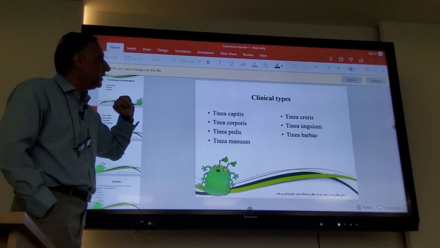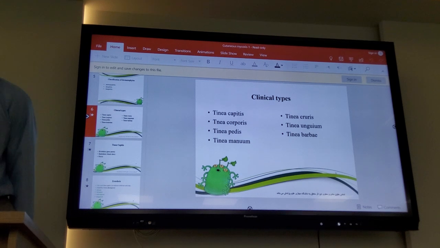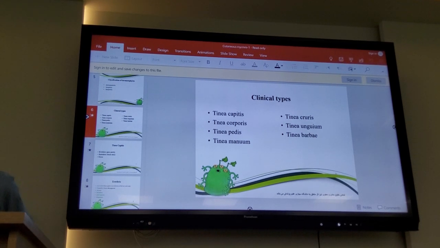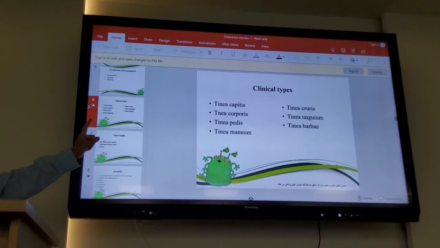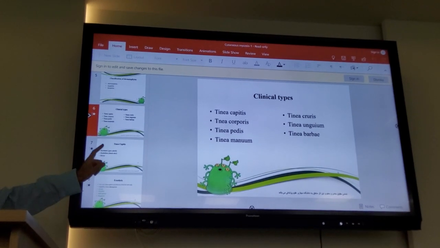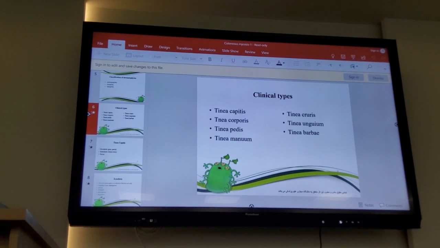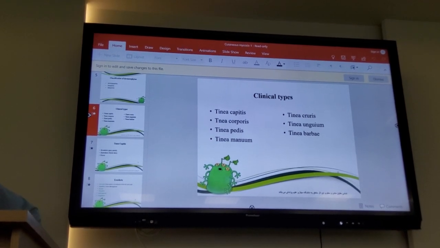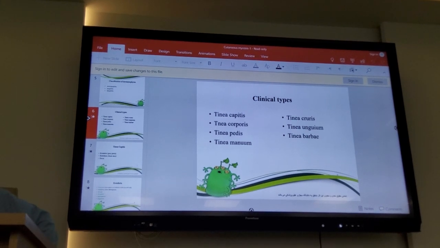Based on the location of infection, we have 7 types of this infection: Tinea capitis, Tinea corporis, Tinea pedis, Tinea manuum, Tinea cruris, Tinea unguium, and Tinea barbae.